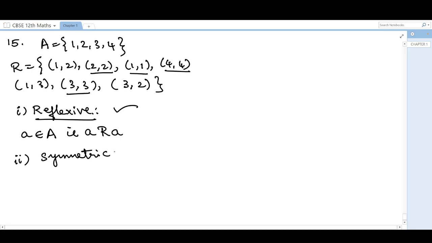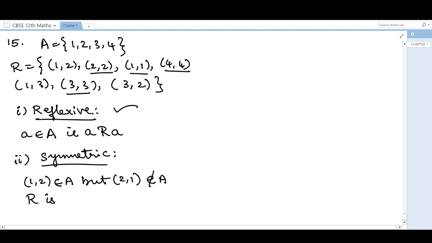Next one is symmetric. Since we have (1, 2) but (2, 1) is not there, we can say the given relation R is not symmetric.